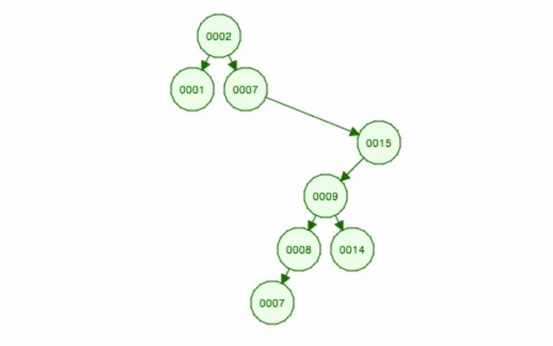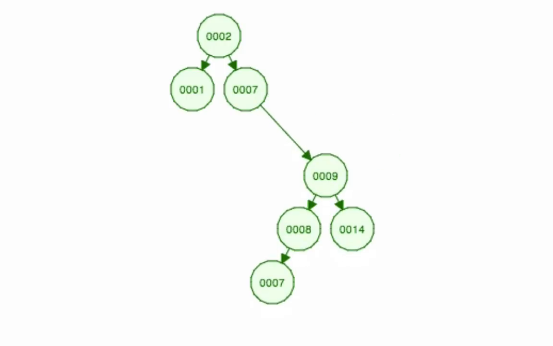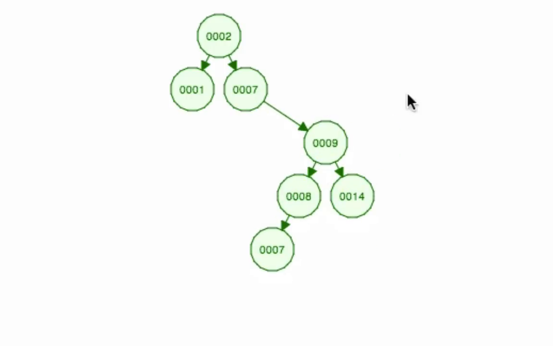If we want to take 15 out, we're going to first find 15. That's the first part of the algorithm. And then from there, because it only has one child, you can just take it out and move the pointer right to whatever its child is. That's a very easy delete.